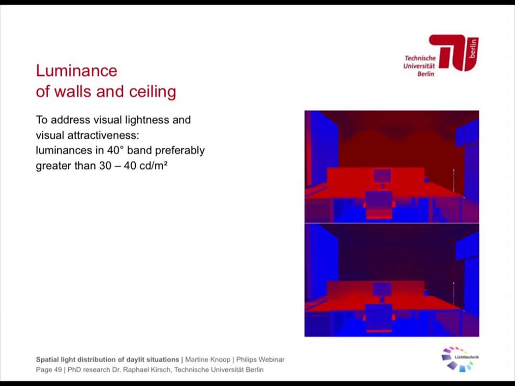So additionally to this, Raphael looked at the impact of different average luminances of the room surfaces on room appearance. In the end, his main idea was: if we can save lighting or luminous flux, can we use that to enhance the appearance of the space by using this luminous flux for the vertical planes? And what he found was that the luminance within this 40-degree band is very important, and it is preferably greater than 30 to 40 candela per square meter.